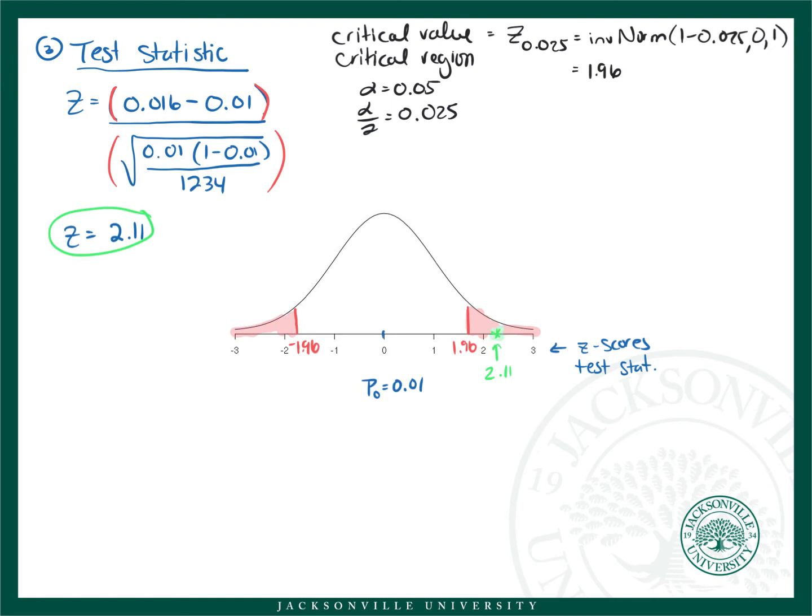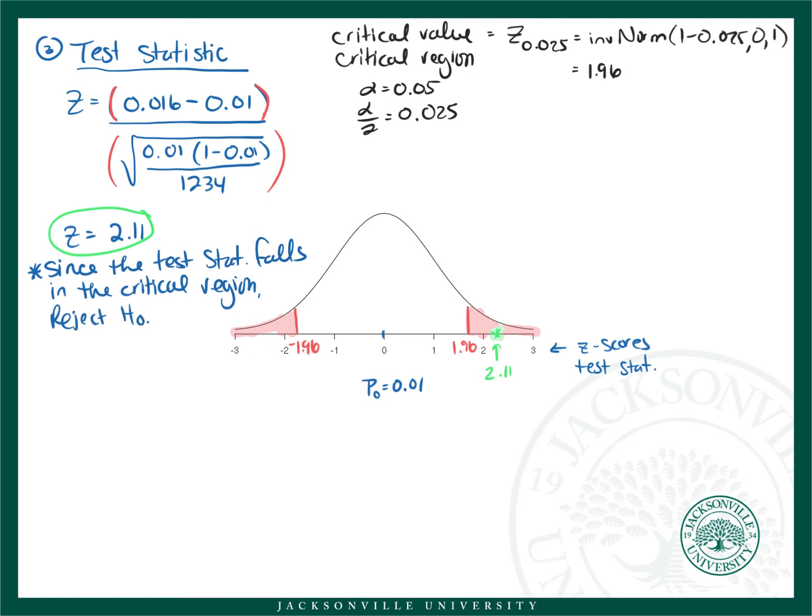Now notice that our test statistic falls inside the critical region. So if you're using the critical value method, we can make the conclusion that, so here we can say, since the test statistic falls in the critical region, we're going to reject the null hypothesis, okay?